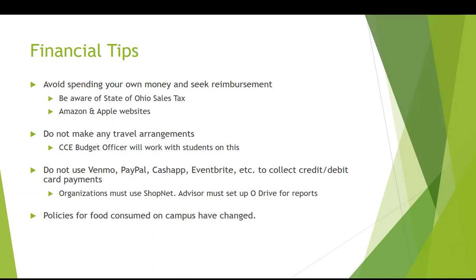As an example, let's say that your organization has membership dues. People want to use their credit card to pay their membership dues. You have to set up a ShopNet account. We give you the link. You as the advisor work with the ShopNet people to set up the account and then ask for access. You will ask for access to what they call the O drive, and that's where ShopNet reports are kept. And then you can pull your report. Every transaction that hits the ShopNet account goes automatically into their agency account, their bank account here at Cleveland State.